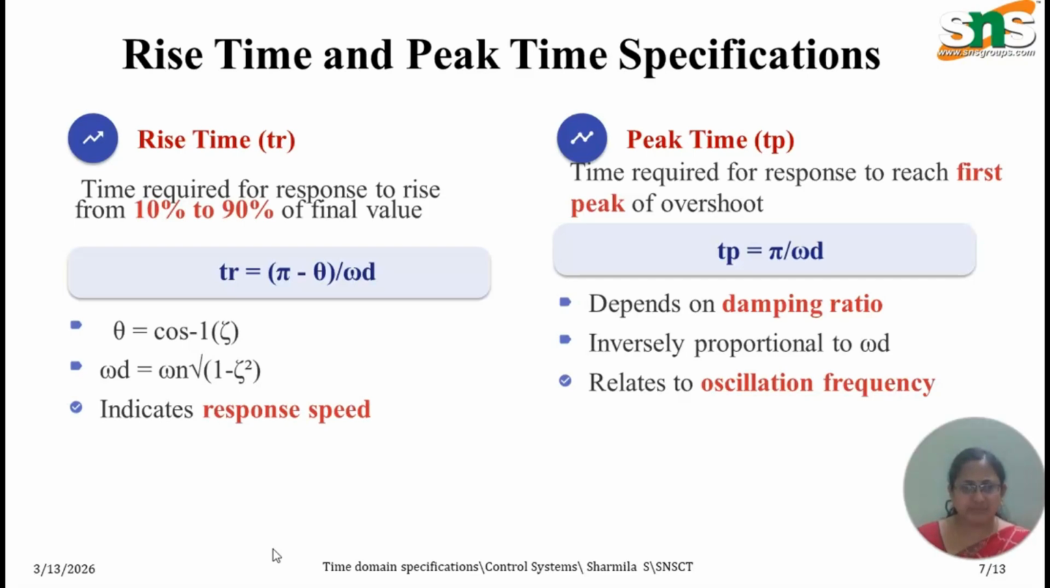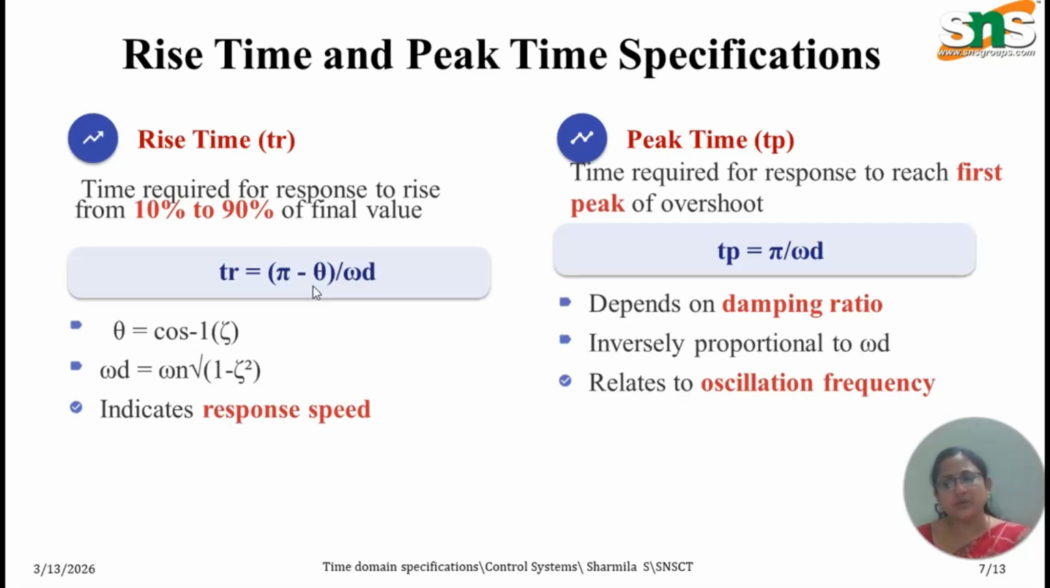Now let's look at the rise time and peak time specifications. The rise time is the time required for the response to rise from 10% to 90% of its final value. It indicates how fast the system responds. Tr is equal to (pi minus theta) divided by omega d. Here theta is the cos inverse of zeta, and omega d is equal to omega n times the square root of 1 minus zeta squared. So it indicates the response speed of the system.